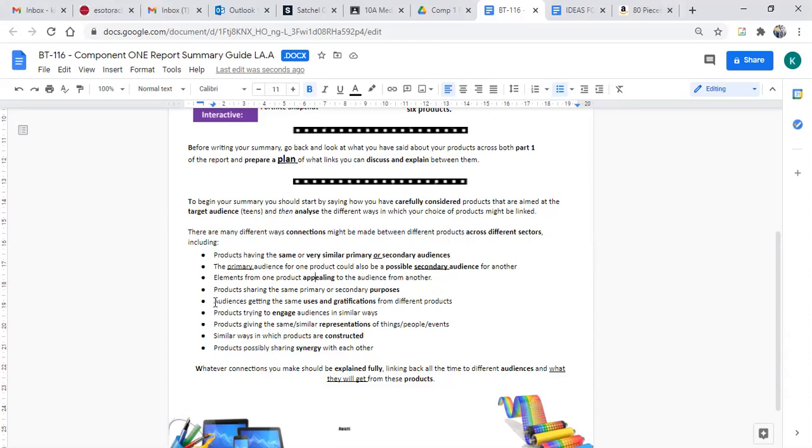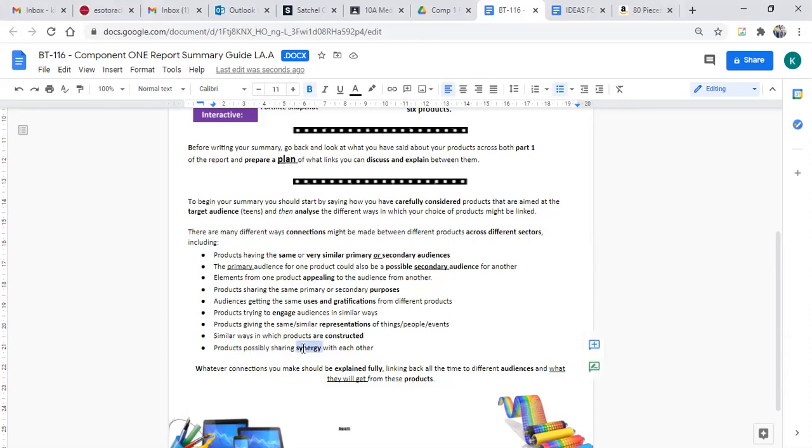Are there any audiences that get the same uses and gratifications? I know a lot of you have talked about entertainment and escapism when it comes to Blumler and Katz. Have they engaged audiences in similar ways? Have the products been constructed? Oh, this is a good one.